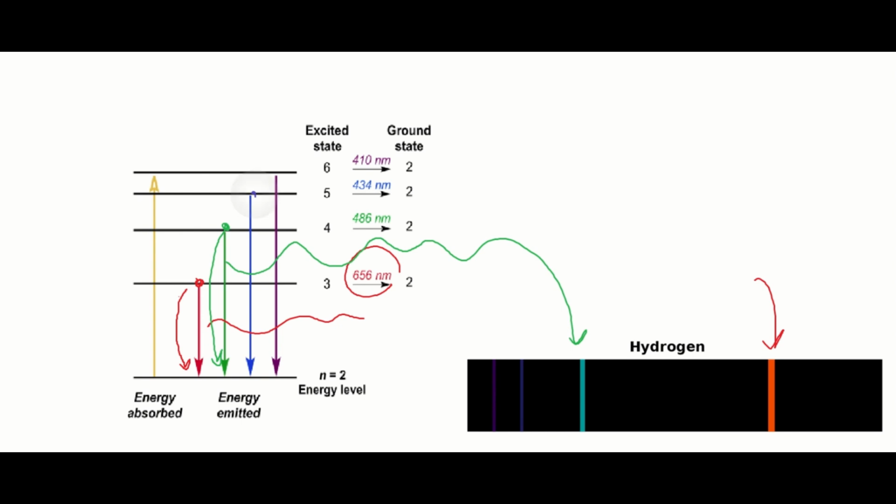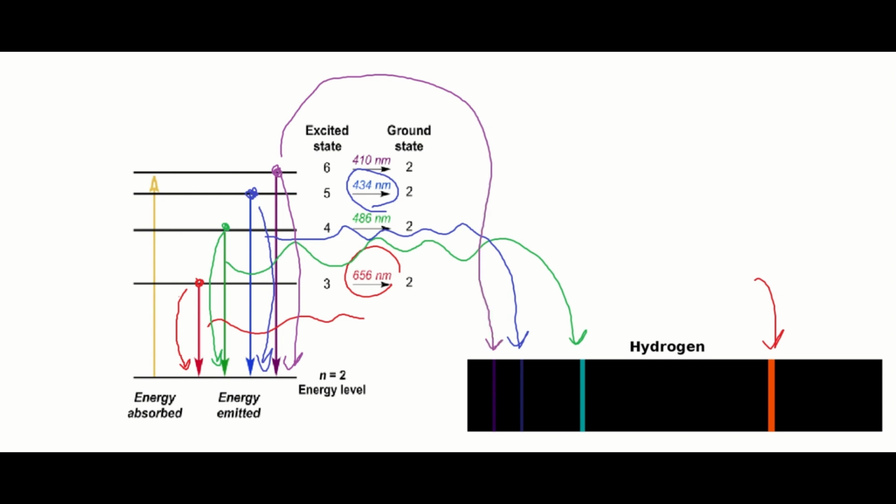And when the electron went from 5 to 2, that electronic transition would produce a wavelength of 434 nanometers. And then an electronic transition from energy level 6 to energy level 2 will produce the highest energy photon, corresponding to 410 nanometers, that purple line that you would always see when you pass light from a hydrogen lamp through a prism.